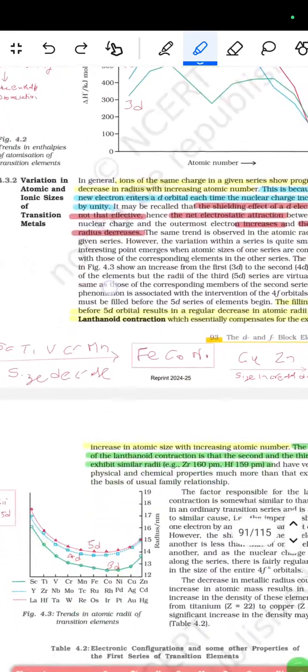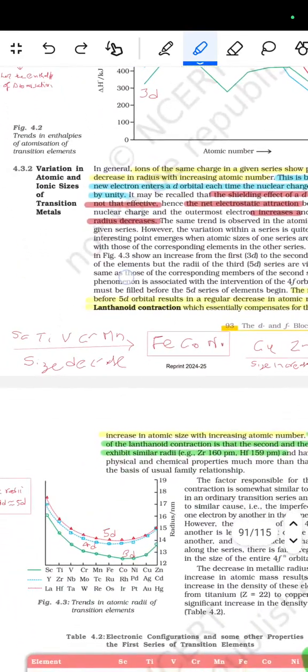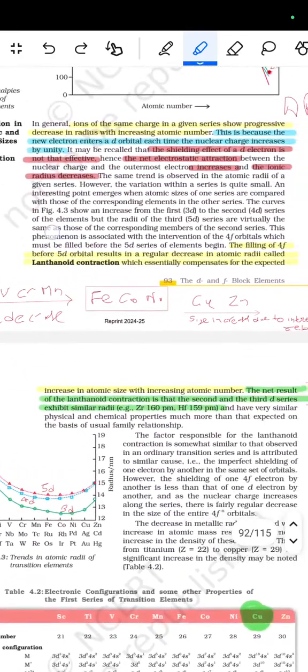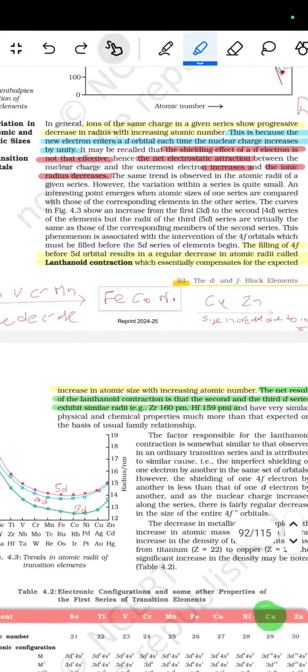अब इसका आगे बात करते हैं variations in the atomic and ionic size of the transition metals की। तो इसमें है कि in general ions of the same charge in a given series show progressive decrease in the radius with increasing atomic number. This is because the new electron enters a d orbital each time the nuclear charge increases by unity. Recall the shielding effect of the d electrons is not that effective. Hence the net electrostatic attraction between the nuclear charge and the outermost electron increases and the ionic radius decreases.